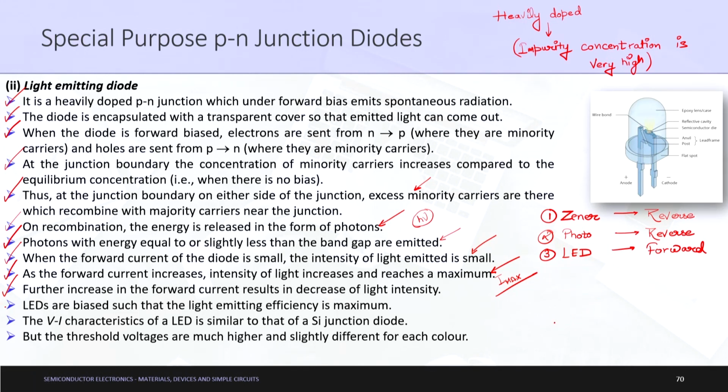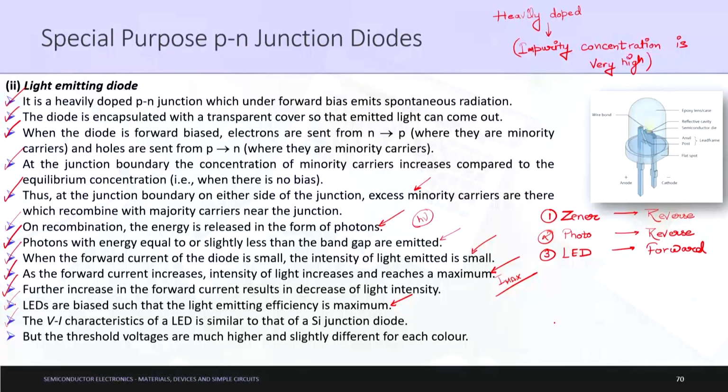Okay. LEDs are biased such that the light emitting efficiency is maximum. What is the meaning of biased here? Please remember, any external applied voltage is called bias. So, LEDs are biased as in an external voltage is applied to them, such that the light emitting efficiency is maximum. That is, we apply such an amount of current so that the intensity obtained is maximum, or we can say optimum. The external voltage is applied in such a way that the emitting efficiency is the maximum.